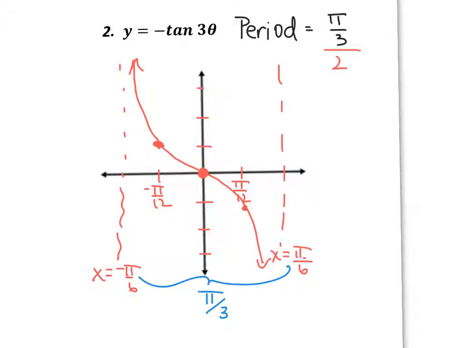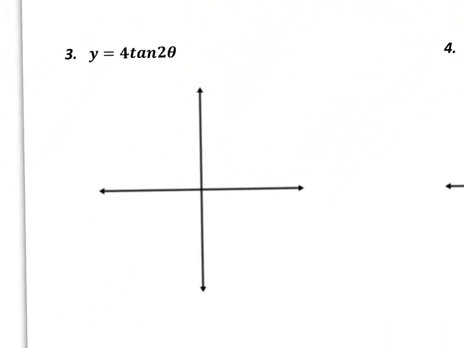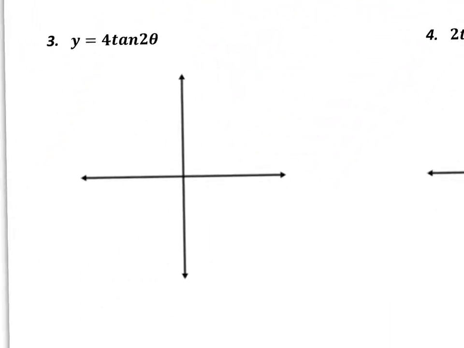Example 3. What's occurring here? You have an amplitude and a period change. Do you want to try this one on your own or talk about it again? Try it on your own, okay?